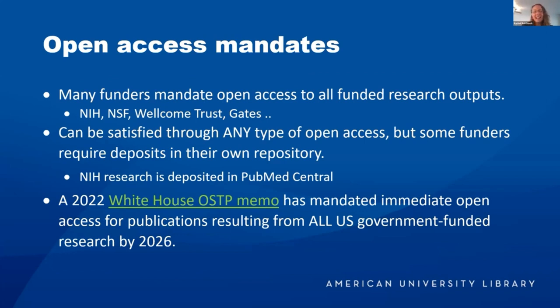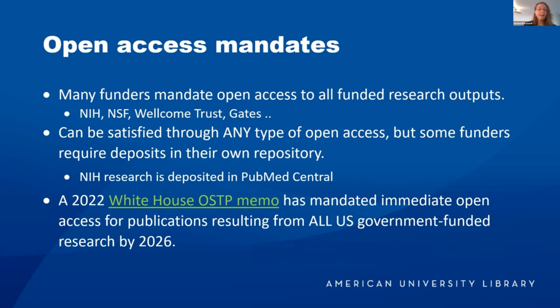But the exact mandate depends on who you're being funded by. So some of the larger government entities such as NIH and NSF currently have open access mandates. Those mandates currently are to make your information available, I believe, within 6 to 12 months. And then Wellcome Trust and Gates are two of the foundations that are leading the way in terms of open access mandates as well. However, they tend to be fairly neutral about how you satisfy this requirement.